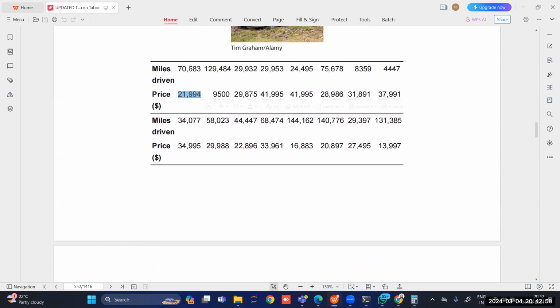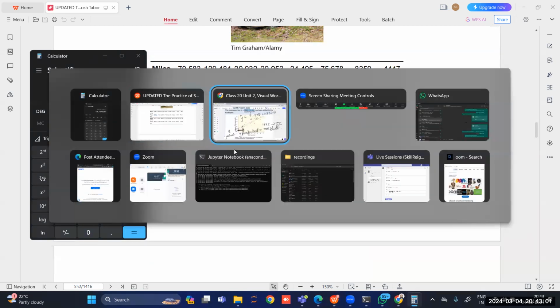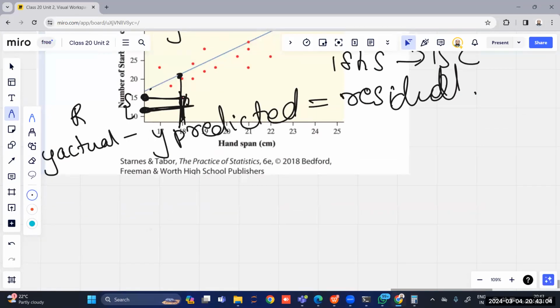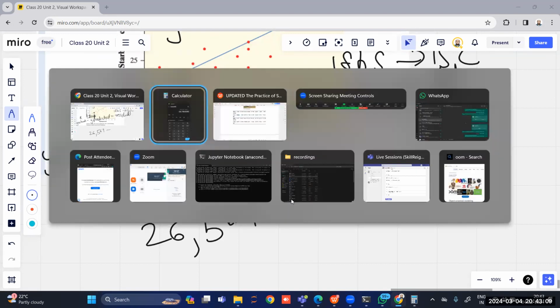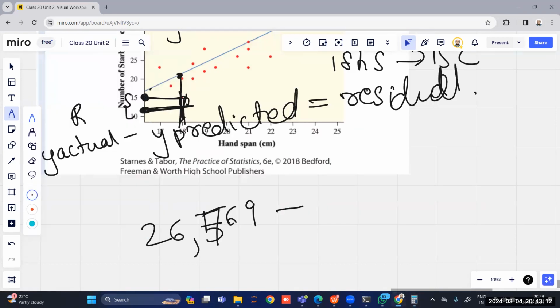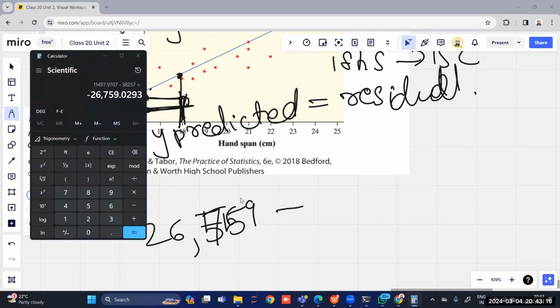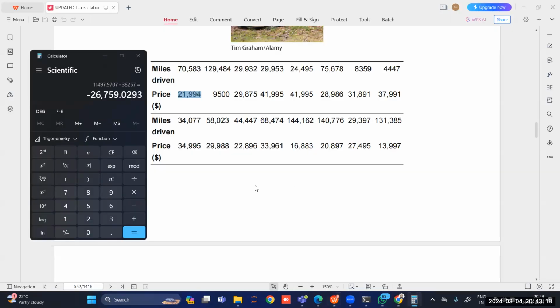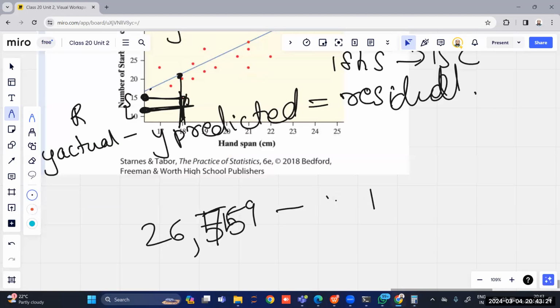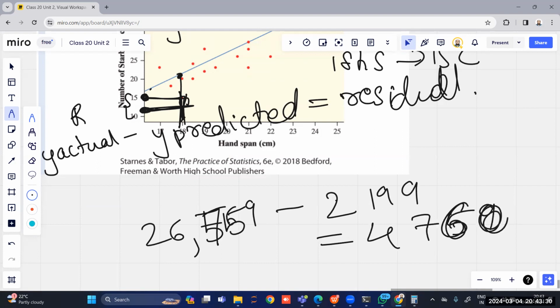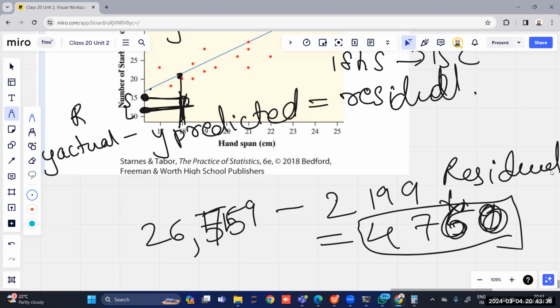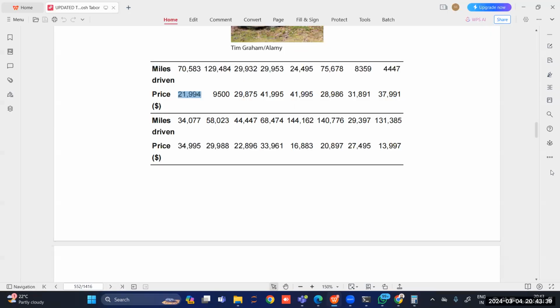What is the actual value of the price of the car? 21,994. So therefore, there will be a positive residual. The predicted value was 26,759, and the actual value was 21,994. So what was the residual here? Around 4,760. So this is the residual. Did you get that? Yeah, that's the residual.